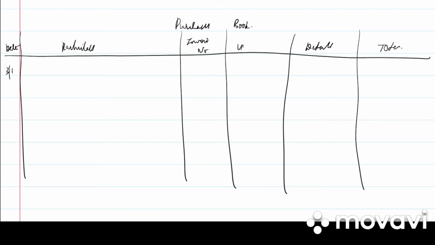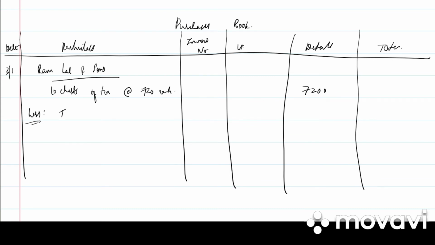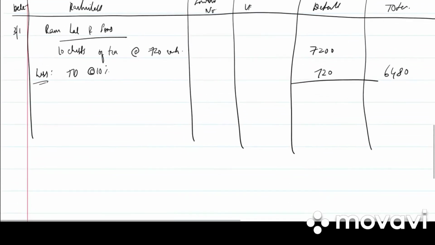Under that, 3rd Jan, Ram Lal and Sons, 10 chests of tea at 720 each, so it is 7,200, less trade discount at 10%, that is 720. So total we get 6,480.